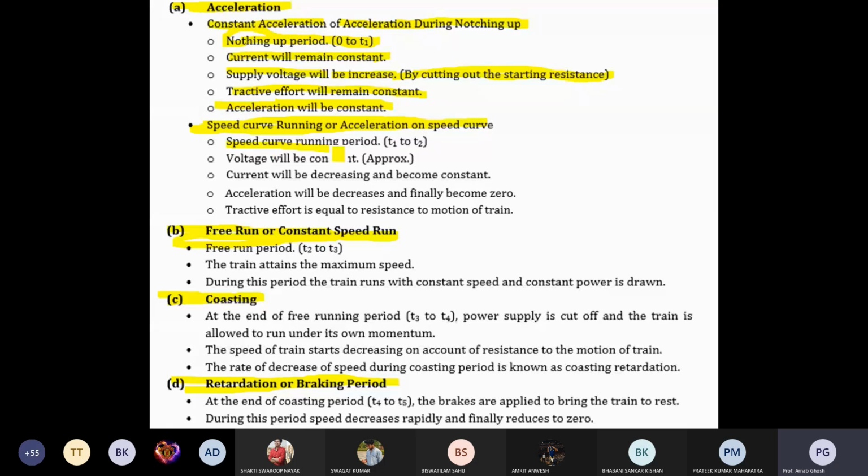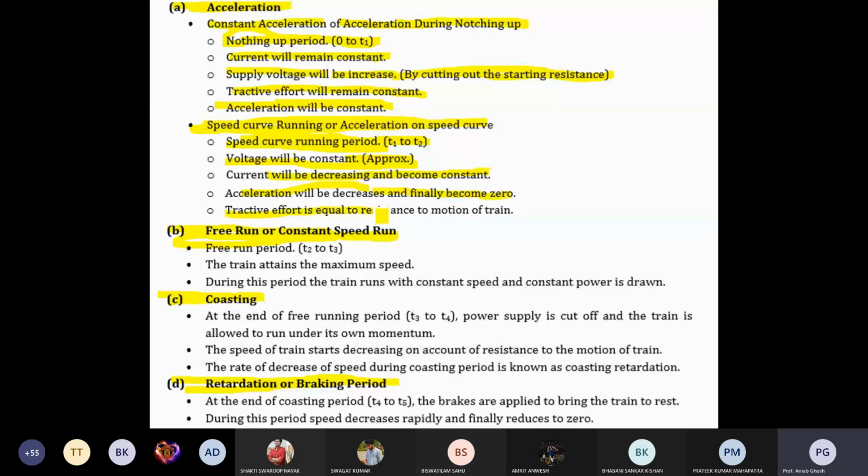After that the voltage will remain constant, then you can select that approximated constant value of voltage, then current will be decreasing and become constant. Okay, acceleration will be decreased and finally becomes zero. Basically you are maintaining the conditions: tractive effort is equal to the resistance to the motion of the train. Okay, those are the most important points for your initially constant acceleration, then acceleration based on your speed curve.